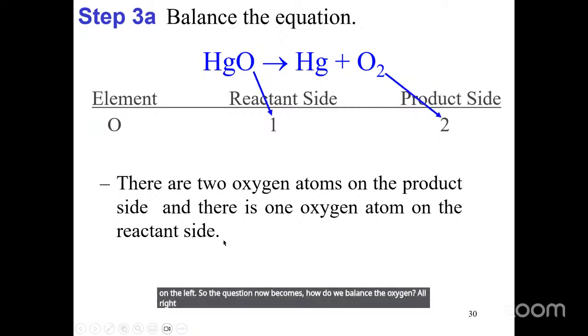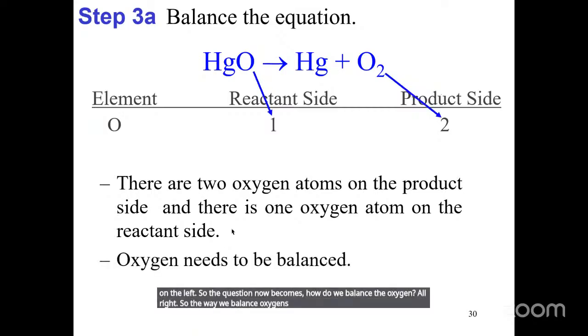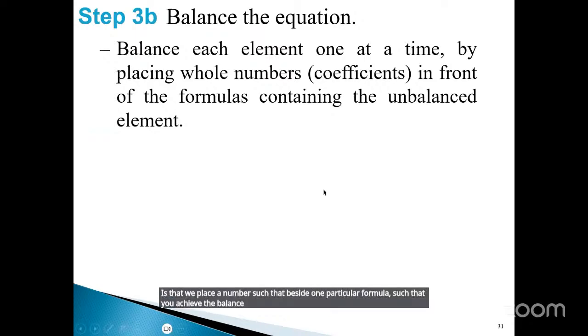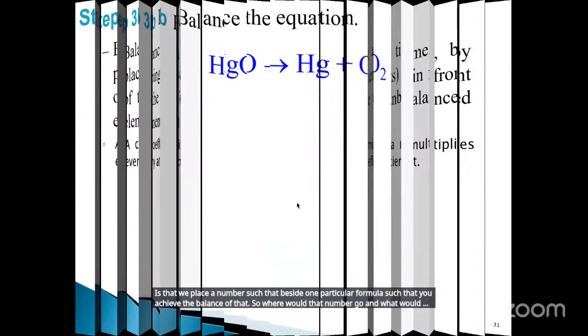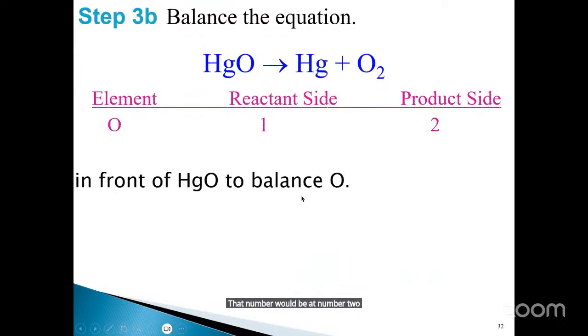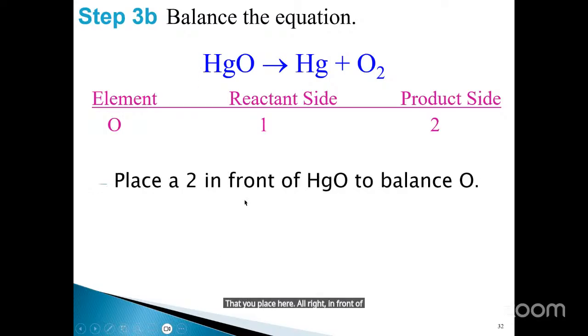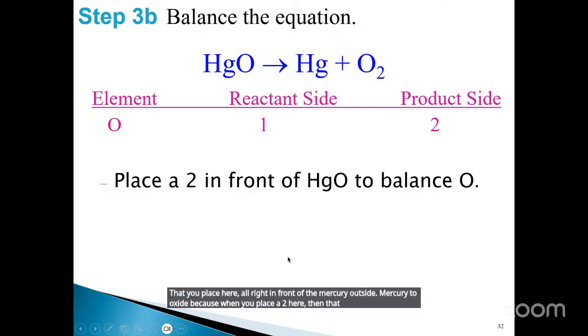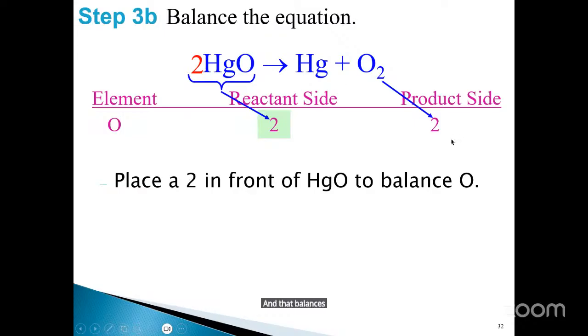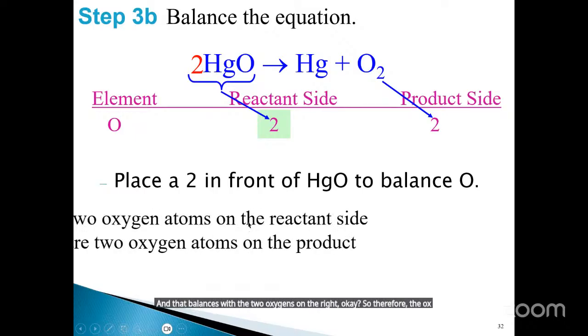So the way we balance the oxygens is that we place a number beside one particular formula, such that you achieve the balance of the oxygen. So where would that number go, and what would that number be? That number would be a number 2 that you place here, all right, in front of the mercury oxide, because when you place a 2 here, then that coefficient changes from 1 to 2, and that balances with the 2 oxygens on the right, okay? So therefore, the oxygens are now balanced, all right?